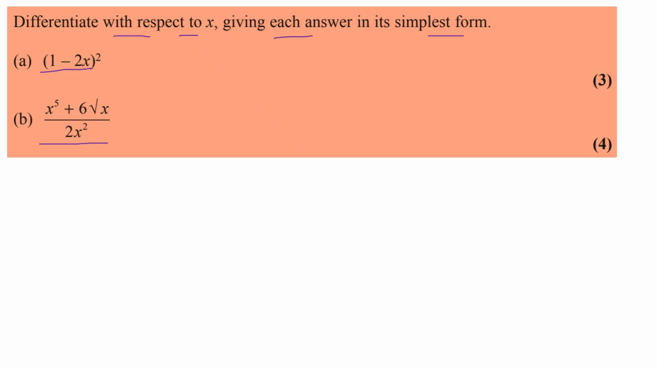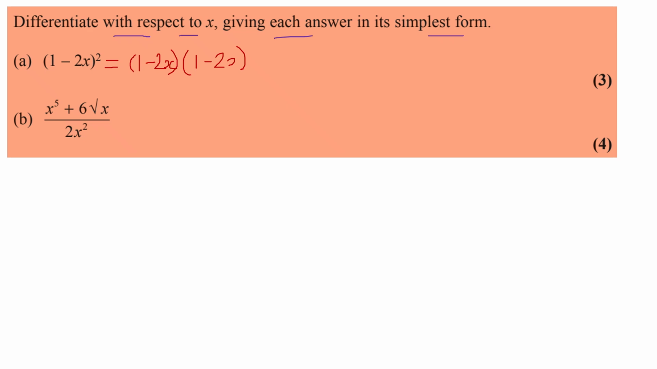Part A, (1 minus 2x) all squared. Now, if you're in year 12, you probably haven't seen the chain rule yet, so I'm not going to do that one in this video. But basically I can write it out as a pair of double brackets and then expand the bracket using FOIL or the grid method or the arrow method.